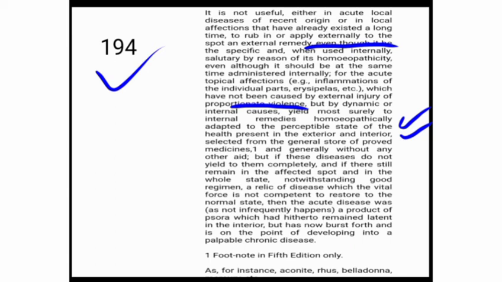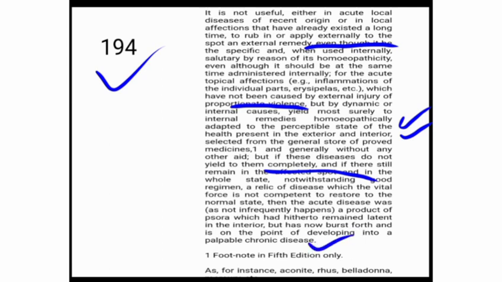If the acute disease which has happened is the product of psora that remained latent in the interior, for that we should give an antipsoric remedy. It has now burst forth and is in the point of developing a palpable chronic disease. So if we give a similimum and maintain the proper regimen, but do not find the exact result which we want, then we should understand that some latent miasm is present which has now burst forth and causes that palpable chronic disease.